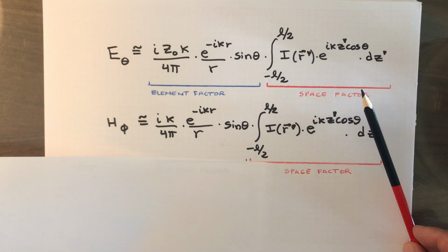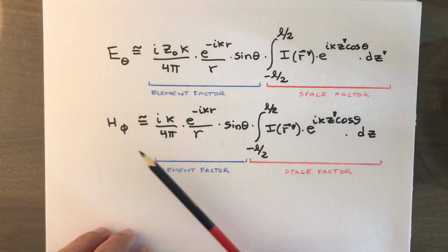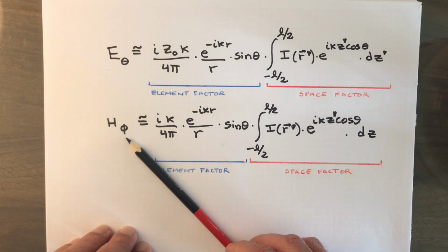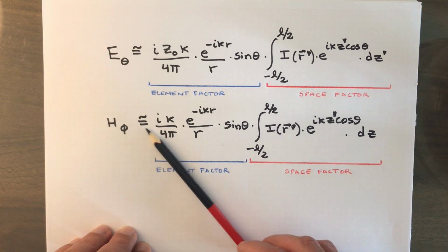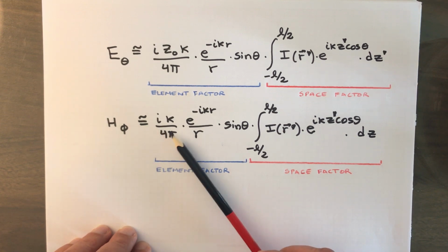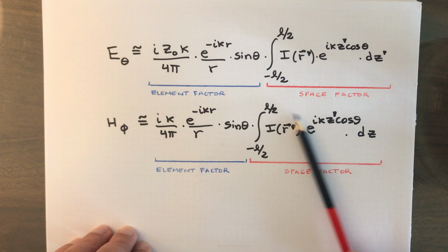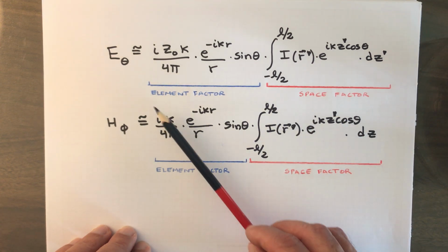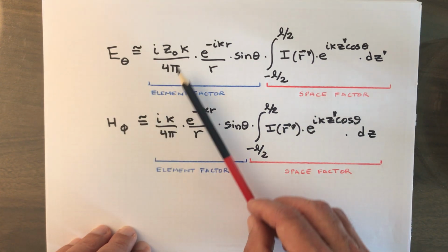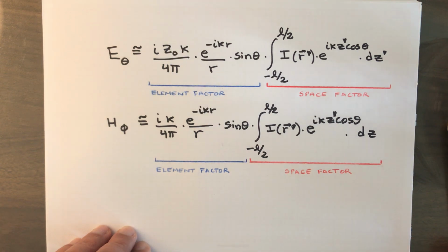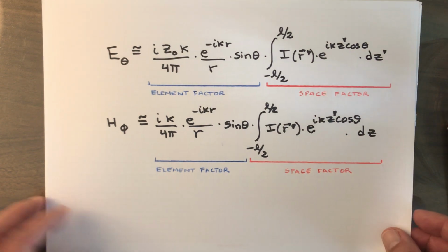Immediately we can come up with a similar expression for the magnetic field. Notice that this one is in the phi direction, almost equal to an element factor times a space factor. The only difference between the electric field and the magnetic field being this characteristic impedance of the vacuum.